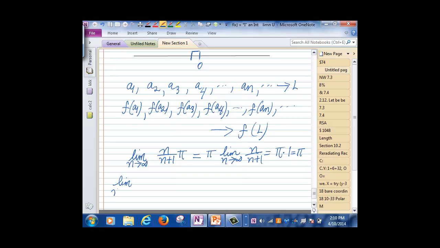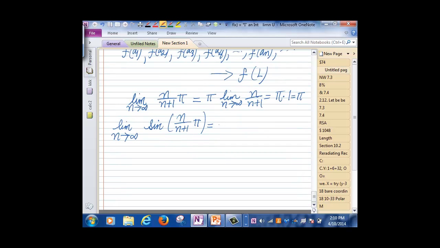What's the limit as n goes to infinity of sine evaluated at n over n plus 1 times pi? What is that limit? Well, by the theorem that we just looked at, this is the same as sine of the limit as n goes to infinity of n over n plus 1 times pi, and this is equal to sine of pi, which is 0. This is what that theorem is telling us. Okay? Is that making sense? Questions? Everybody's okay?